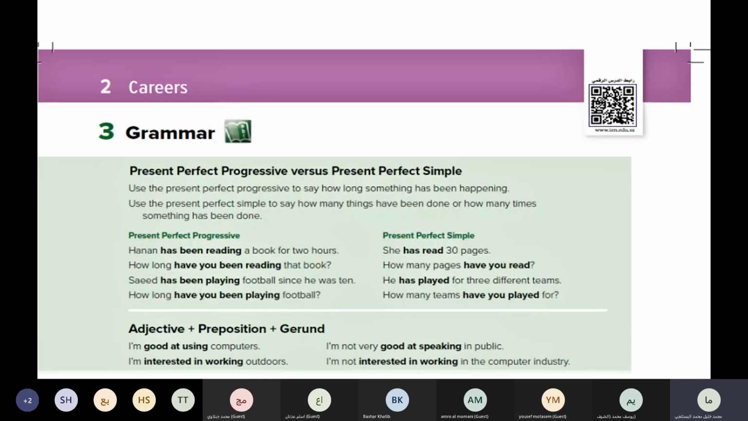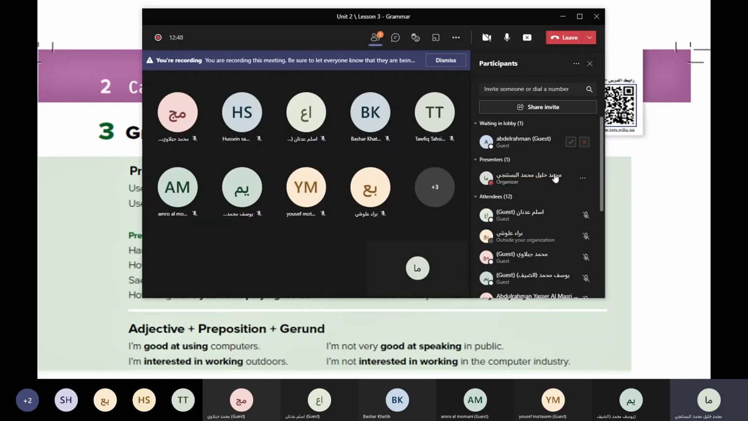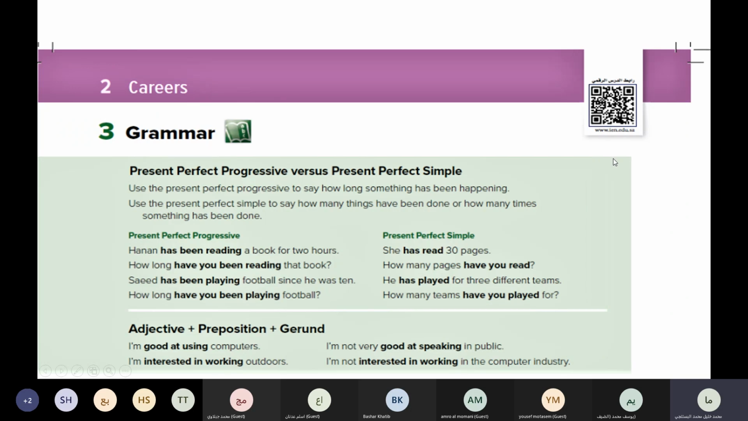But if you want to focus on the numbers of things that you have done, we will use what? The present perfect. Look here. With the present perfect, we ask with what? How long? If you want to ask about the duration of time, we ask with how long?